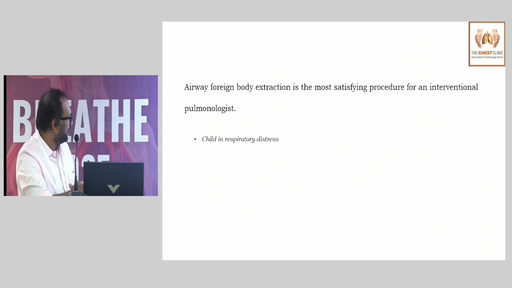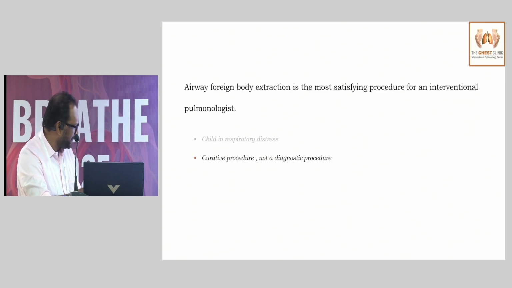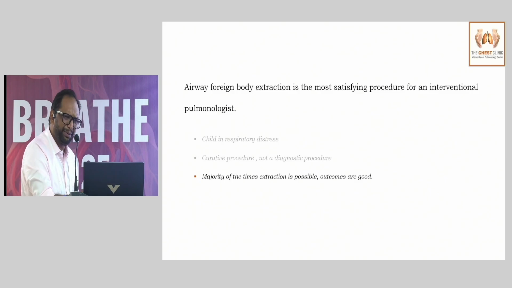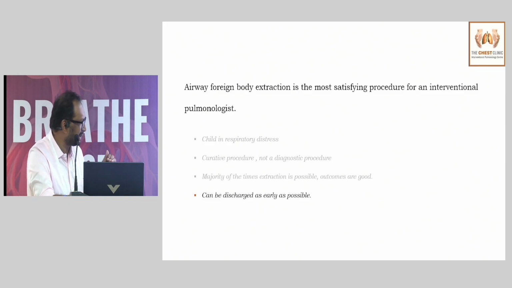So this is what I say to my last point. I'm just finishing. Airway foreign body is the most satisfying procedure for an interventional pulmonologist. Why? Child in respiratory distress, and it is a curative procedure. There is nothing called a diagnostic procedure. You remove, and you do the job. And majority of times you will be able to extract, more than 90-95%, and the child can be discharged as early as possible. So that's why I say airway foreign body extraction is the most satisfying procedure for an interventional pulmonologist.